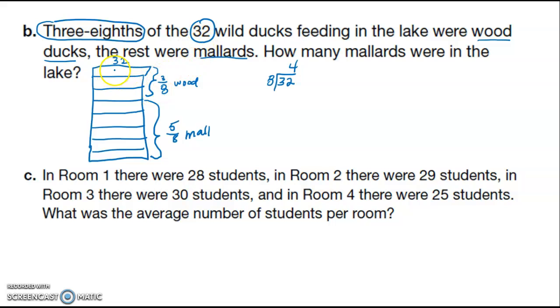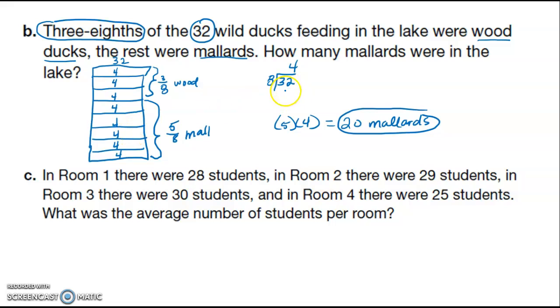That's right. Okay. So each one of these boxes has 4. This is how many mallards were in the lake. So I'm going to do 5 times 4, because 1, 2, 3, 4, 5. And there were 20 mallards. I'm not sure how this is two-step. I mean, I drew a picture and divided and then multiplied, so I'm not really sure how that's two-step, but that's how I would solve that. You might solve it differently, and that's fine.